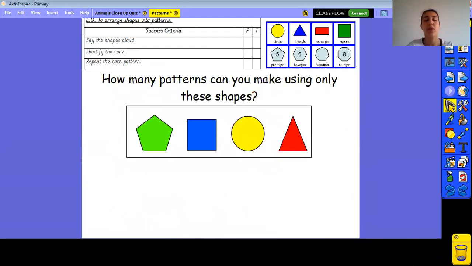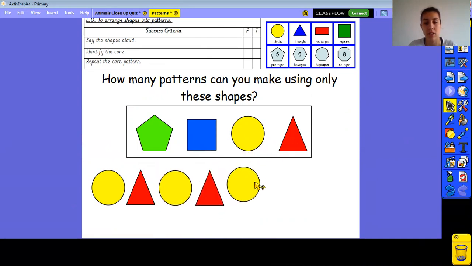And then here we've got an opportunity for you to make as many patterns as you can think of using these shapes. So first of all, I might just choose 2 of them. I might choose circle and triangle. And if that's my core, then I might repeat that again. Circle, triangle, circle, triangle. So that's one pattern I could make.